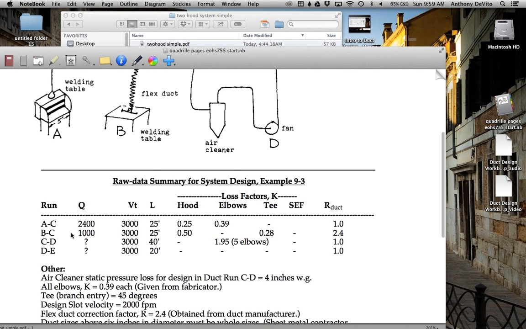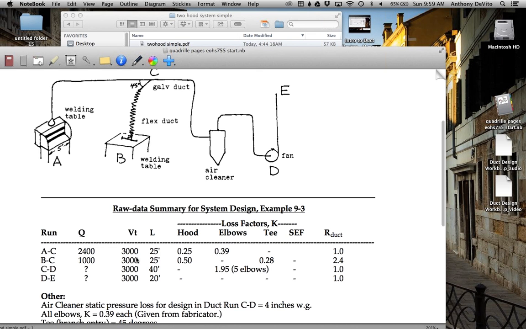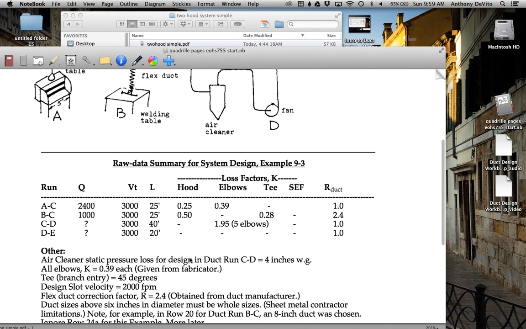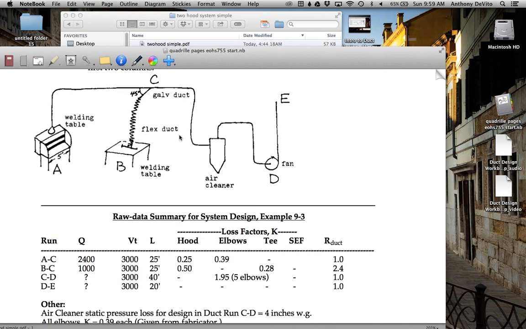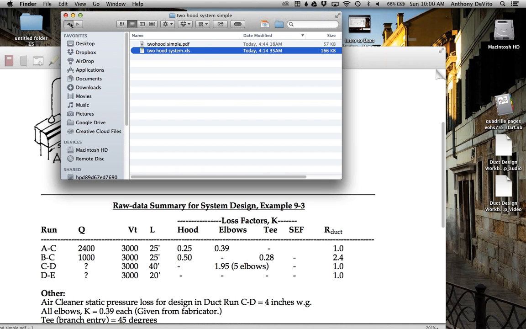Okay, so now from B to C, things are changing. Now, this particular hood needs 1,000 cubic feet per minute, but it also needs a transport velocity of 3,000 feet per minute. It's also approximately 25 feet long. The hood factor, which is given to us here, but we could look it up on chart 11 if we don't know it, or get it from the manufacturer, is 0.5. Okay, so there's no elbows here. It's going directly into the junction, or T or junction. There's no elbow, so we ignore that. There is a T. There is a junction, and we looked that junction up on our chart. They say 0.28. Let's see if they get the same thing that we get for that.